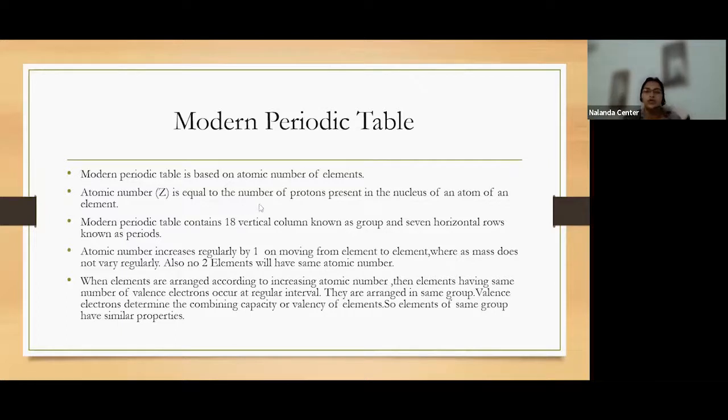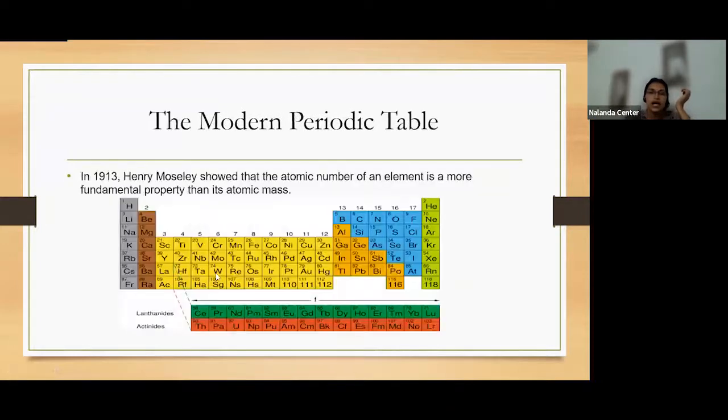Atomic number is equal to the number of protons in the nucleus of an atom, all right? So in the modern periodic table, there are 18 vertical columns and 7 horizontal rows. One second, I'll just show you this. If you see, there are 18 groups, 1, 2, 3, 4, 5, 6, 7, 8, up to 18 groups. And there are 7 rows. The rows are known as periods and the columns are known as groups.